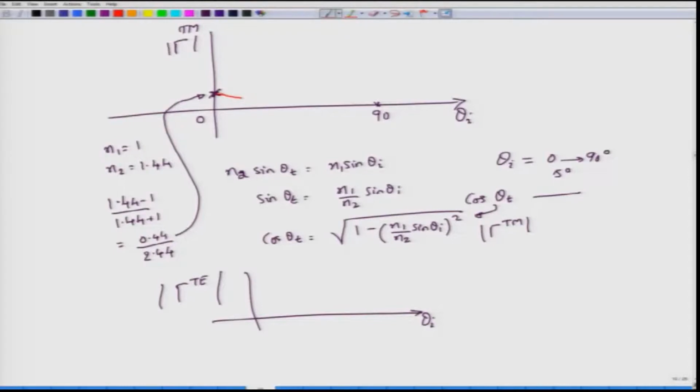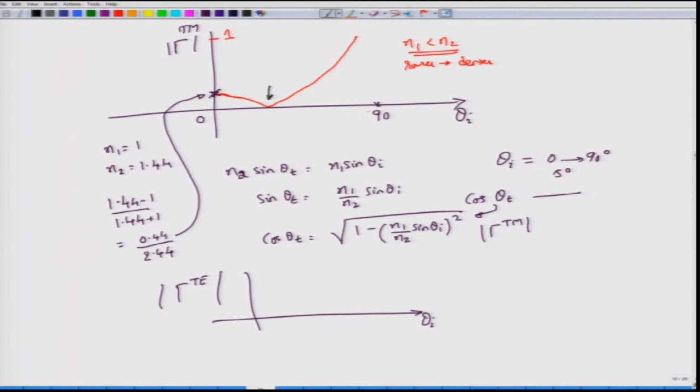And you would see something like this: it would come down, eventually touch 0, and very slowly increase off to 1. So, the maximum magnitude of gamma in this case can go up to 1, and this is not a surprising fact. This was the case where N1 was less than N2 and you are going from the rarer to the denser medium. At 90 degrees you would actually get 1, and the equations would also nicely predict that. But what is interesting is this case.